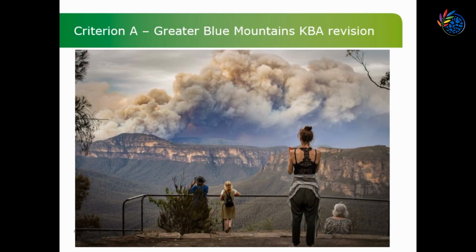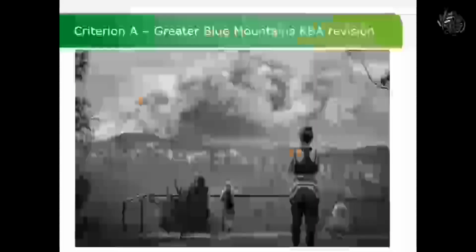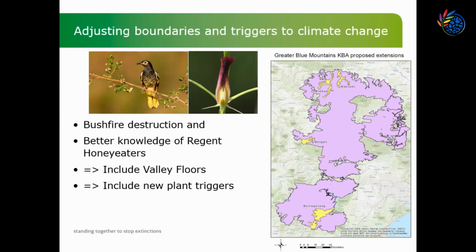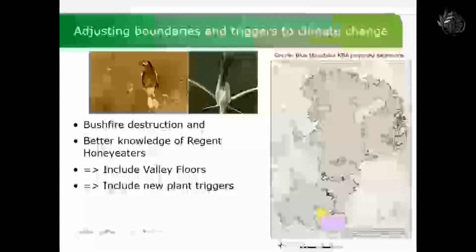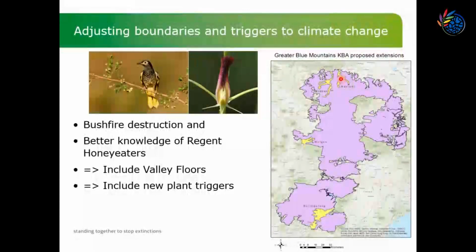So let's look at one example. For criterion A, we focus on the Greater Blue Mountains KBA revision. This World Heritage Area went up in flames during the 2019 and 2020 bushfires. As a result, we've looked at adjusting the boundaries and trigger species and make it more proof to climate change. So one focus there is to look at the valley floors here in yellow, which have been spared by much of the fires and are an important breeding area for the Regent honeyeater.